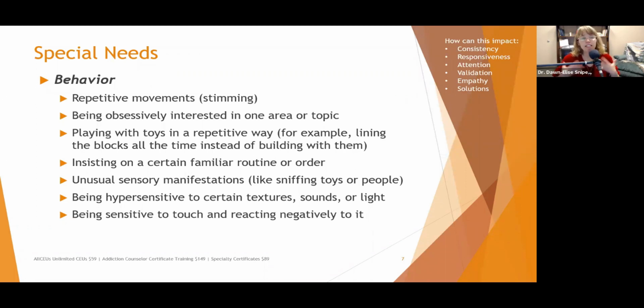And that often comes out when they start to feel stressed. They engage in some sort of repetitive, self-soothing behavior. They may be obsessively interested in one area or topic, and you'll find out in a few minutes that there are some gender differences here. They may play with toys in a repetitive way, for example, lining up all the blocks all the time instead of building with them. So you just have a line of red blocks and then a line of green blocks. They may insist on a certain familiar routine order. They may have unusual sensory manifestations. They may sniff toys or people to find out about them.